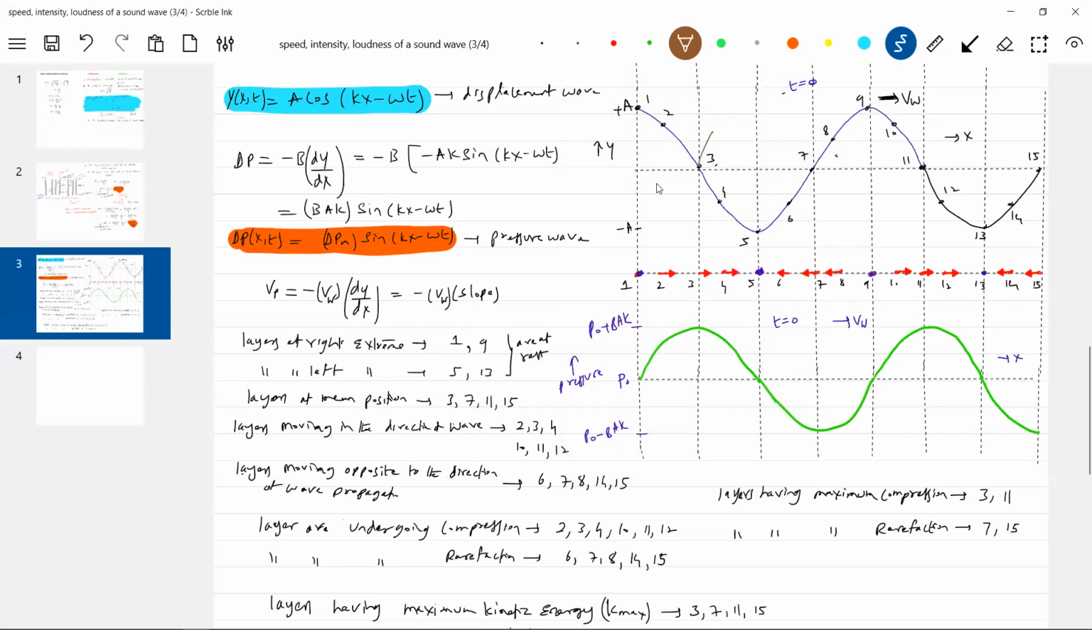So shall we put here U max, K max, U minimum, K minimum. Here U max, K max. What about here? U minimum, K minimum. Got the idea?